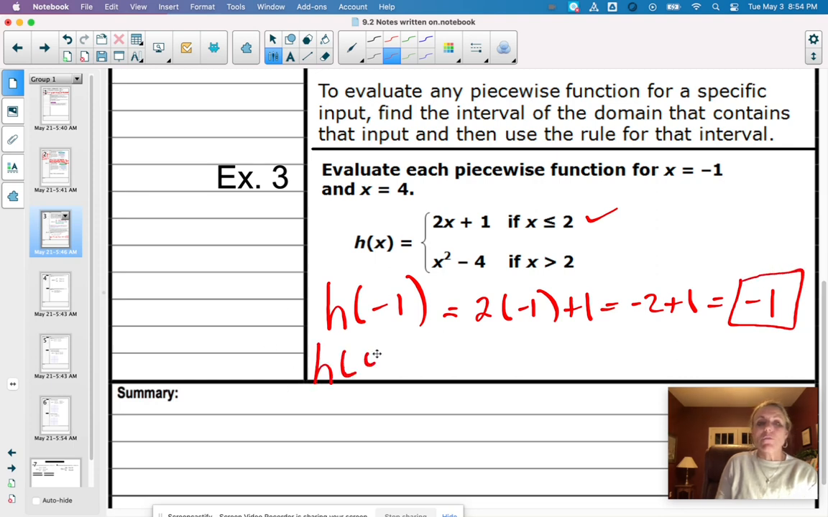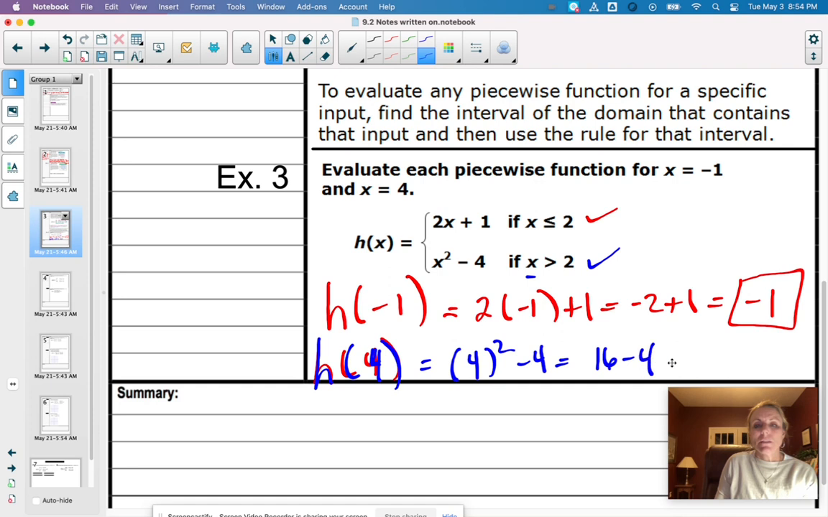When x is equal to 4, let's change colors here. I have to use this one because that's where x is greater than 2. So we have 4 squared minus 4. That's 16 minus 4, which is 12.